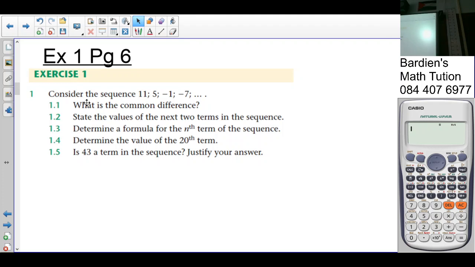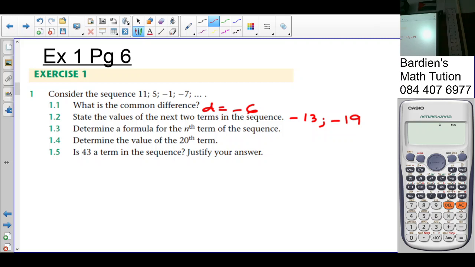Okay, what's the sequence? 11, 5, negative 1 and negative 7. What's the common difference? What's the common difference? 6. You all agree with 6? Negative 6. Okay, good. State the value of the next 2 terms in the sequence. If I subtract 6 from negative 7, I will give you negative 13. And then negative 19. You all agree with that?